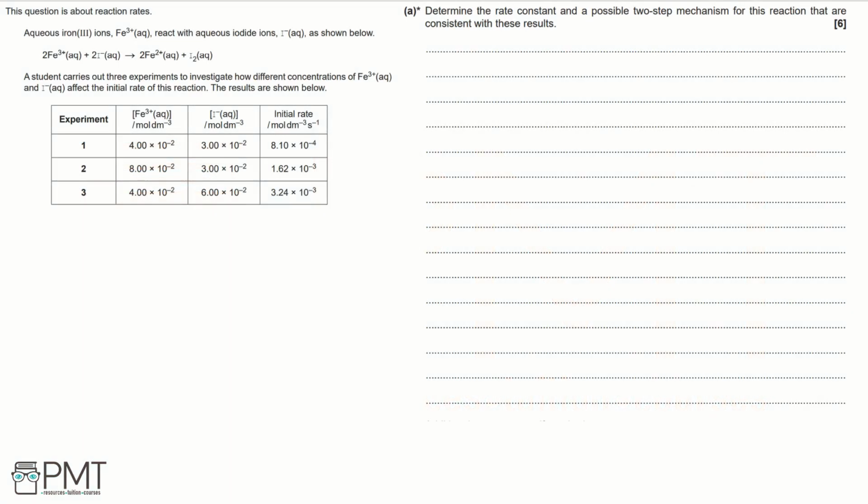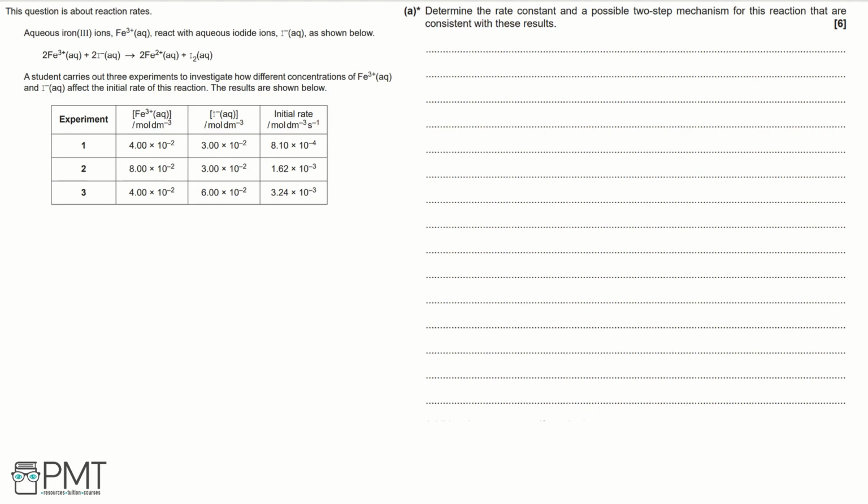This question is about reaction rates. Aqueous iron 3 ions, Fe3+ (aq), react with aqueous iodide ions, I- (aq), as shown below. A student carries out 3 experiments to investigate how different concentrations of Fe3+ (aq) and I- (aq) affect the initial rate of this reaction. The results are shown below. Part A. Determine the rate constant and a possible 2-step mechanism for this reaction that are consistent with these results.